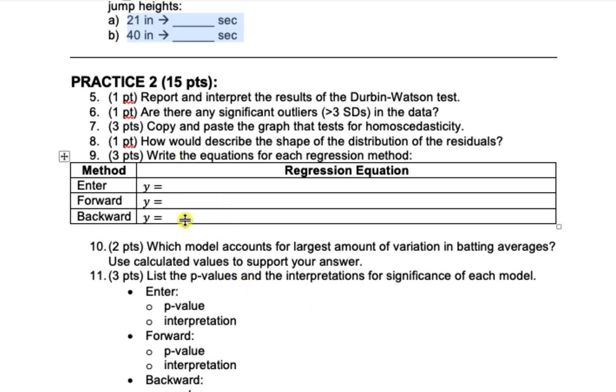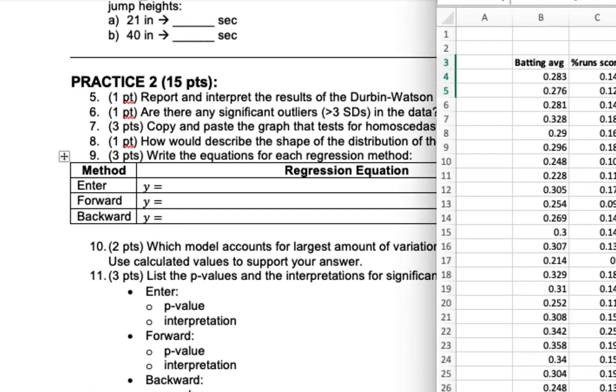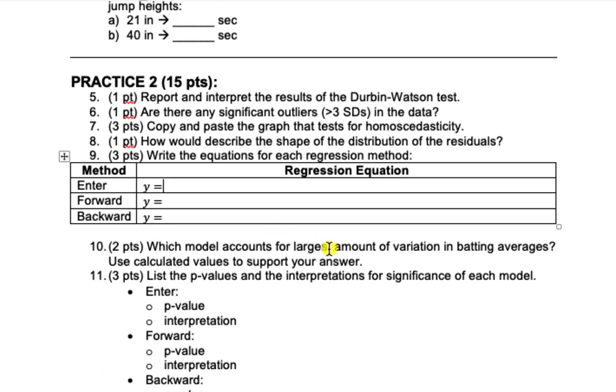So in this section, you've got some questions to answer up here that are related to what comes in the output. And we've gone through examples of all of these, so you should be able to answer those ones. The regression equations you're going to input here are the same ones we created in our Excel spreadsheet. And then question number 10 is asking which model accounts for the largest amount of variation in batting averages. Okay, and you're going to use calculated values to support your answers.